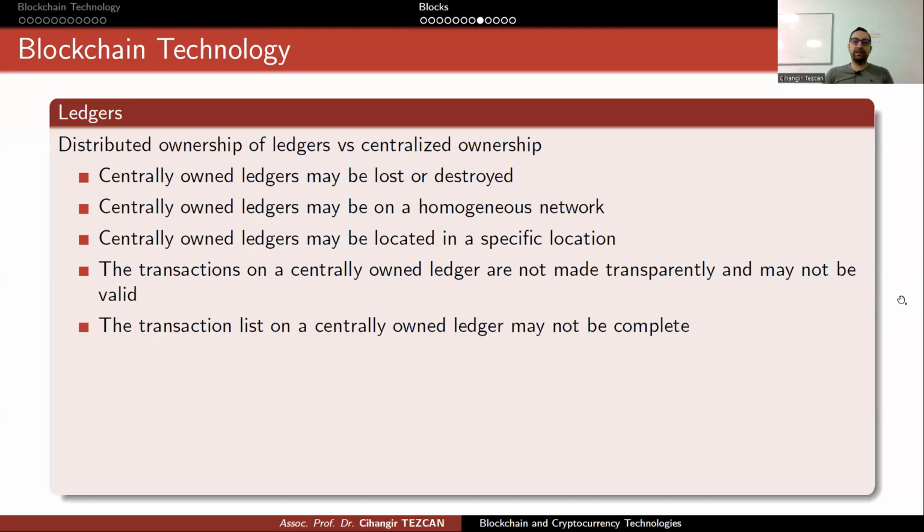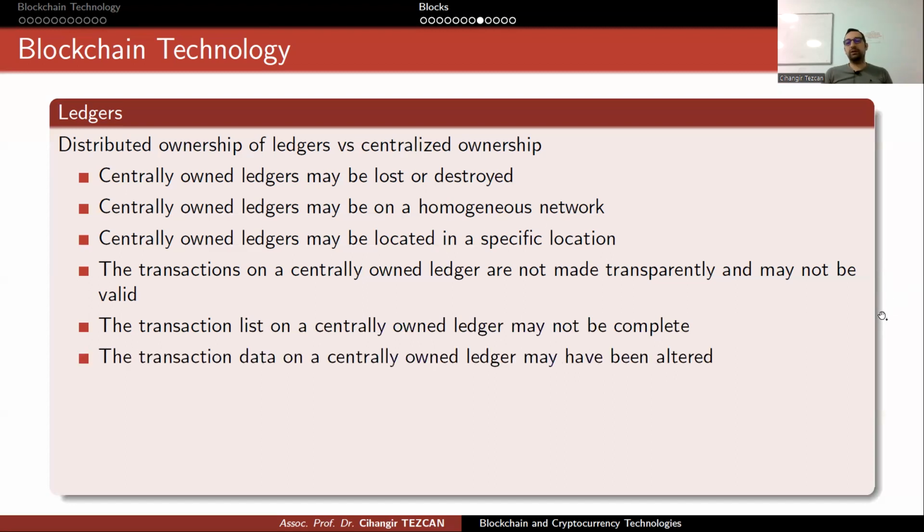The transaction list on a centrally owned ledger may not be complete. The transaction data on a centrally owned ledger may have been altered. This is always the paranoia of people. People always wonder if some bank personnel is taking their cents without their knowing it, because you never check that, right? So if this happens, you would never notice most of the time. But of course, here I'm talking about trust issues. If you trust your bank, there's no problem.